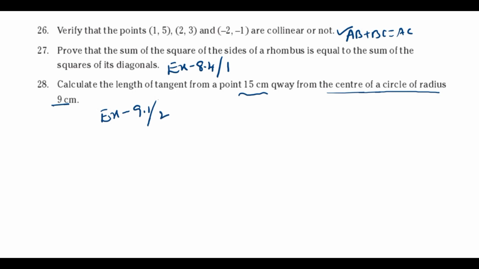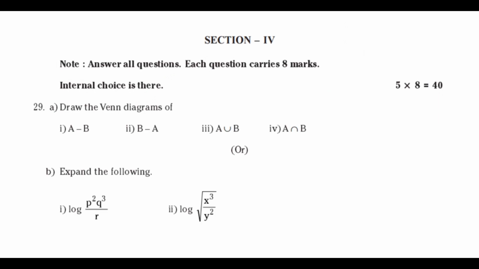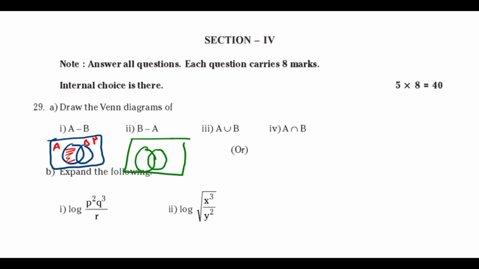Now 8 mark questions. So section number 4, draw the Venn diagram of A minus B. Just roughly I am drawing here A minus B Venn diagram. So you can shade part. A minus B means you can shade only A part. This is A and this is B, and here you can take mu. Okay, and B minus A means you can take here the two sets like this. This is A and this is B. So this is mu. So B part shade, only B part you can shade here.